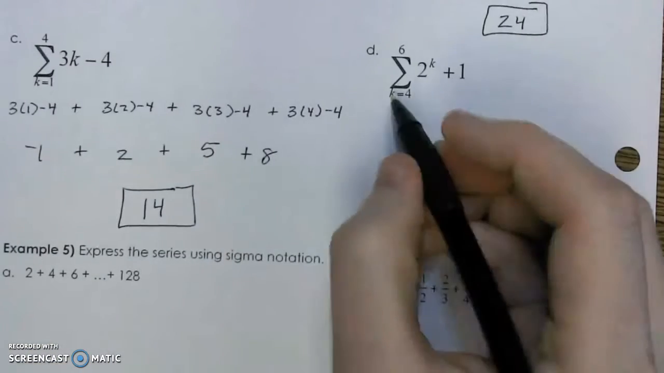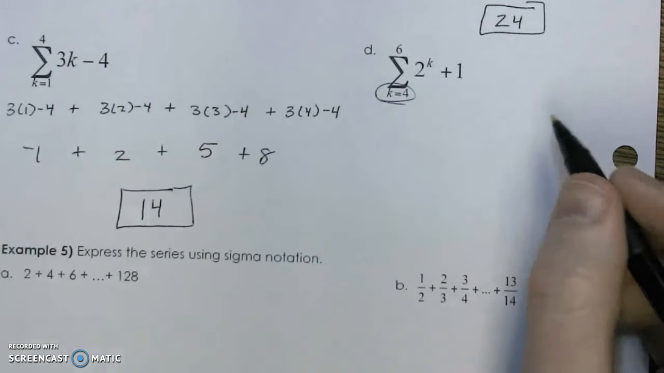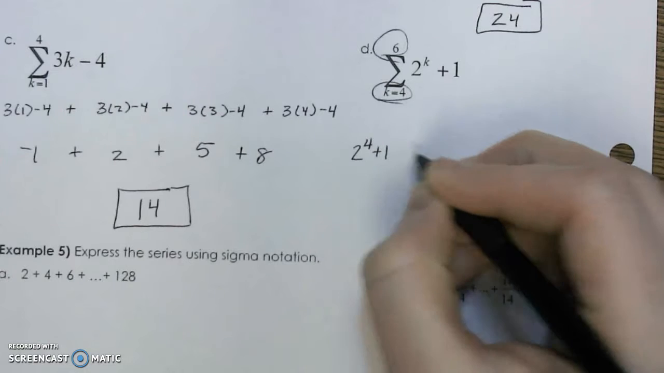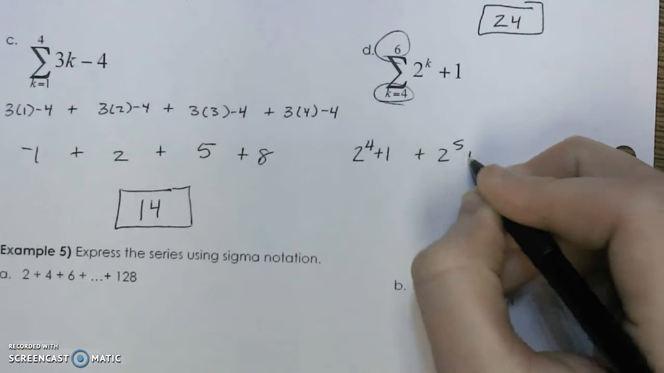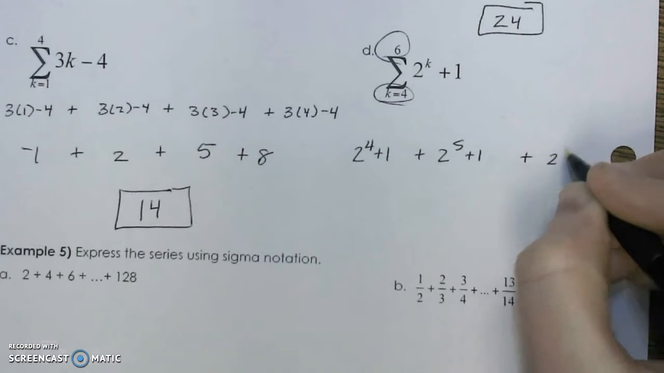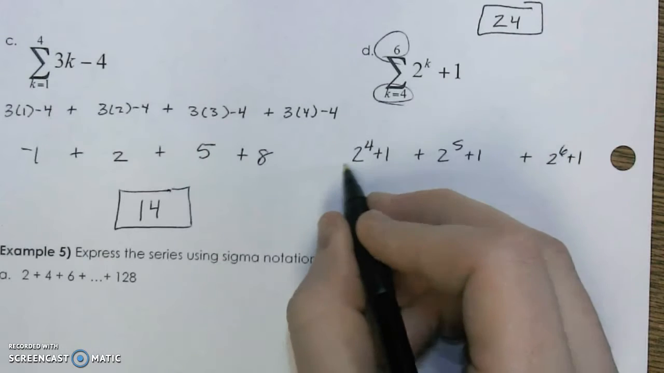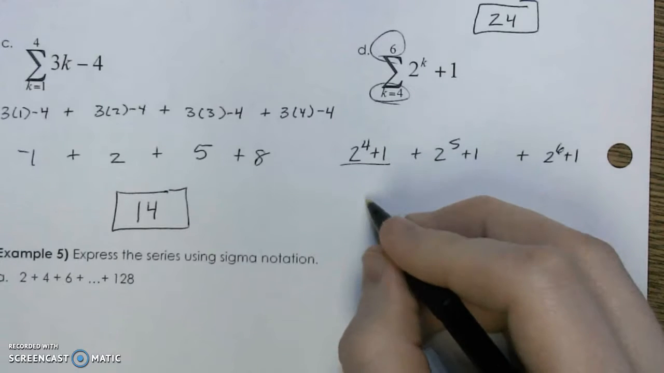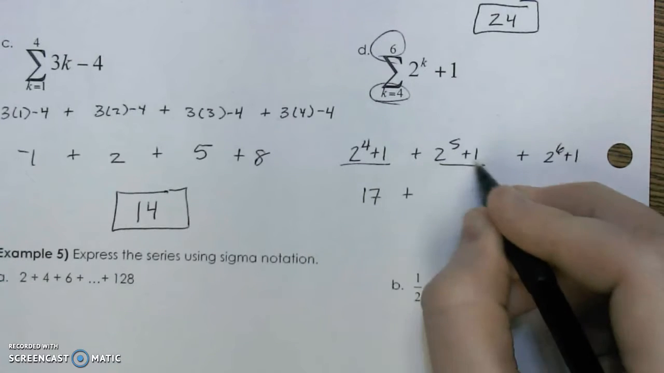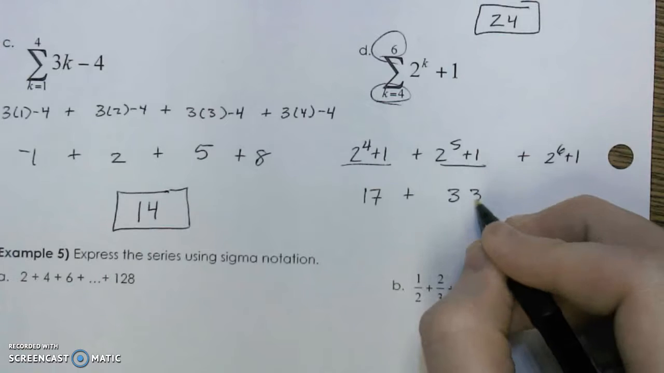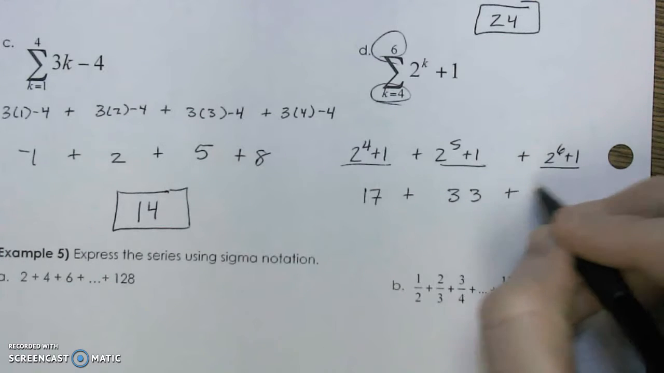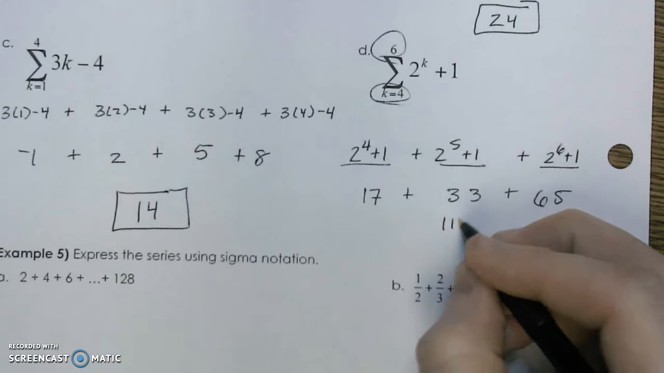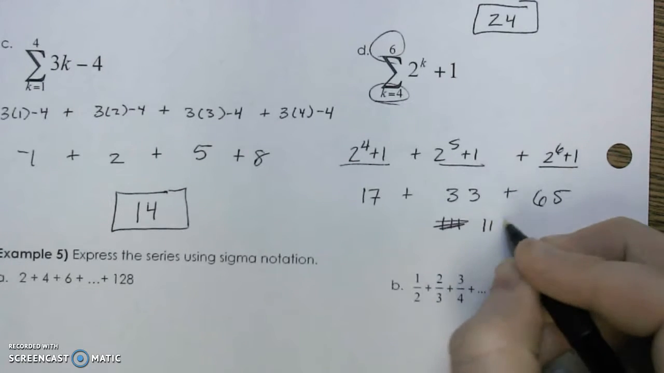This one's a little different. It starts at a different number. It starts at 4 this time and ends at 6. So we start by plugging in 4, then we plug in 5, and then we plug in 6. So that gives me 16 plus 1, which is 17. This gives me 32 plus 1. And this gives me 64 plus 1. And we add all those together, we get 115.